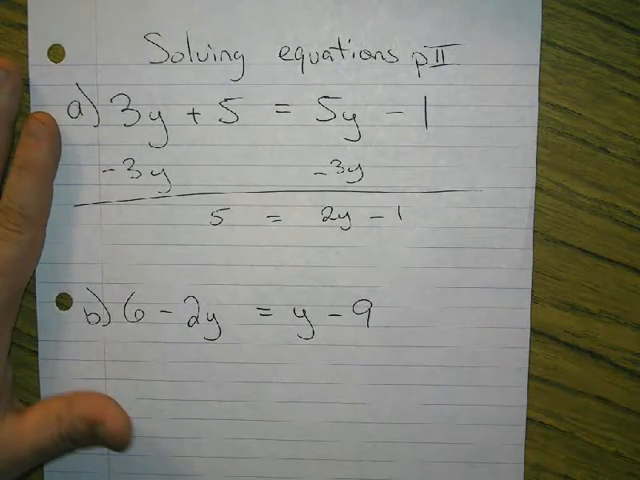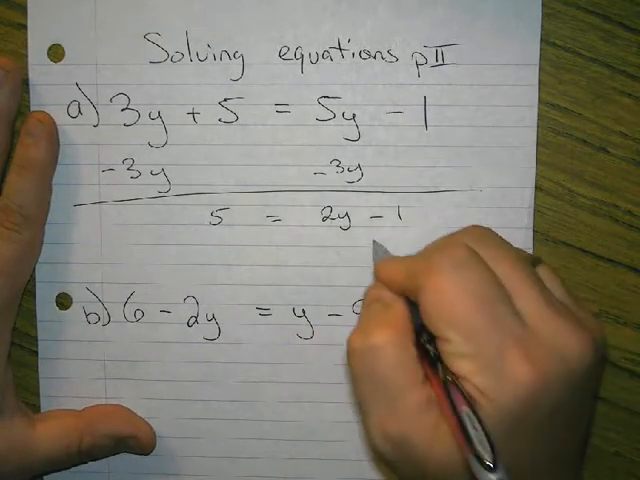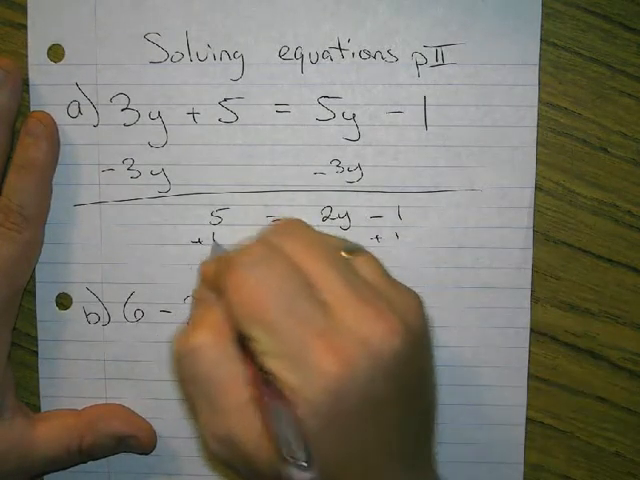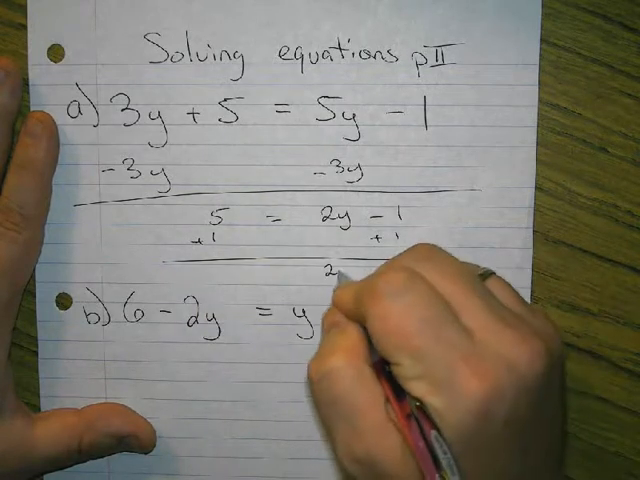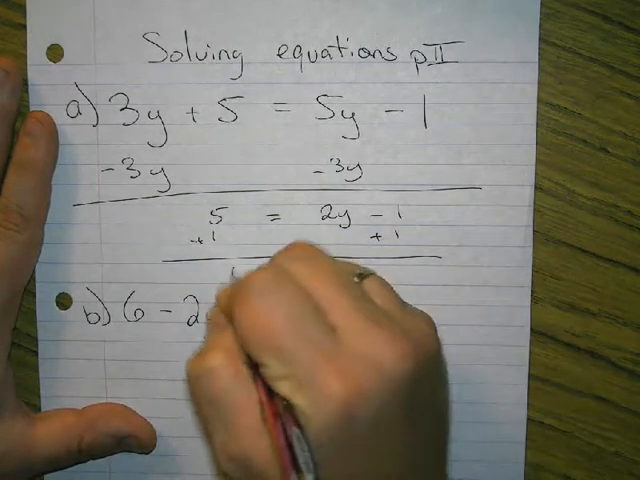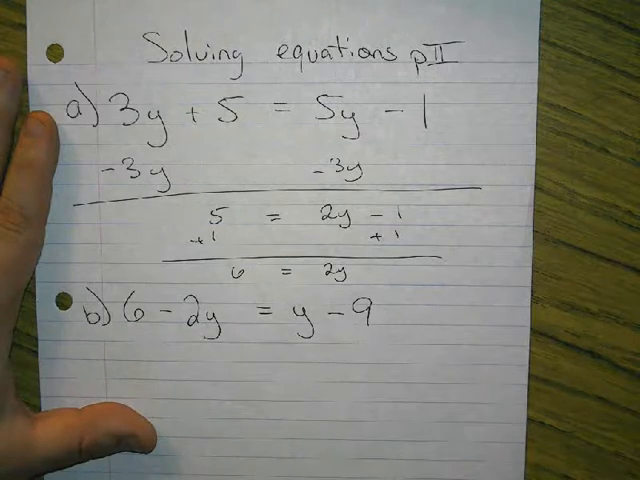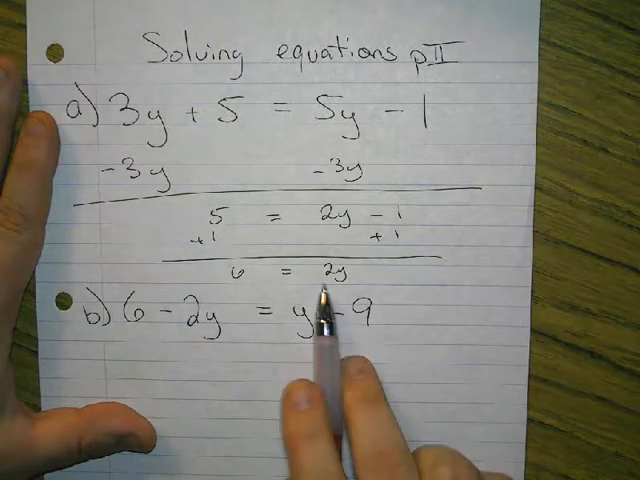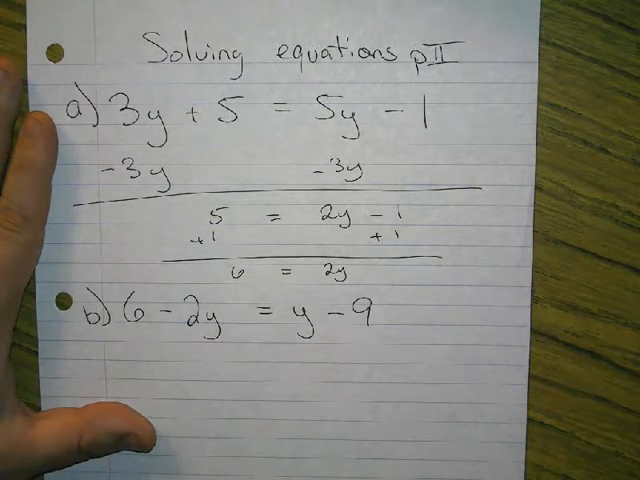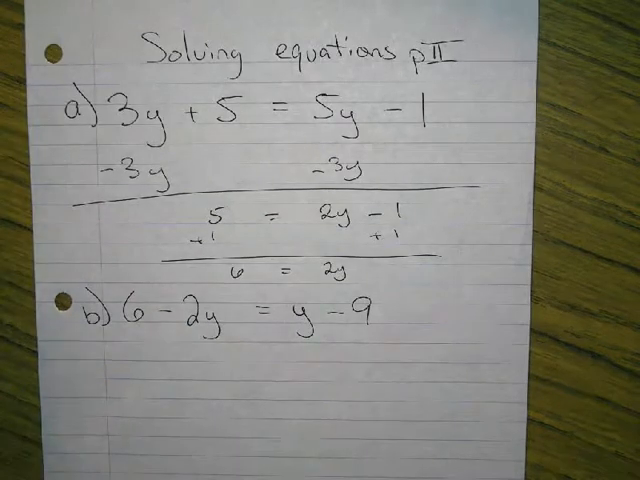You got to get the variable by itself. I'm going to add 1 to both sides. That gives me 2y equals 6. And then that means the 2 is being multiplied by y. If you want to keep in the manner we were doing, you just multiply by the reciprocal. The reciprocal of 2 over 1 is 1 over 2.